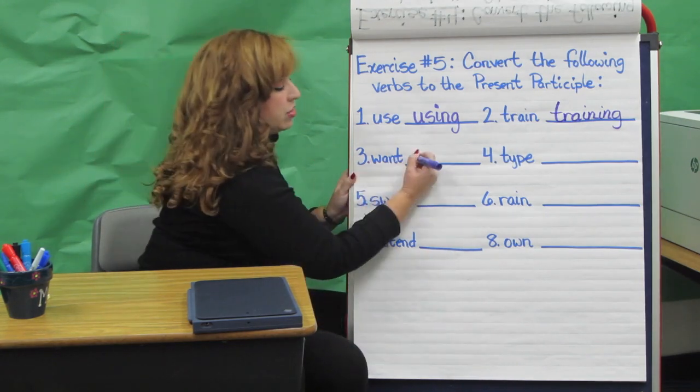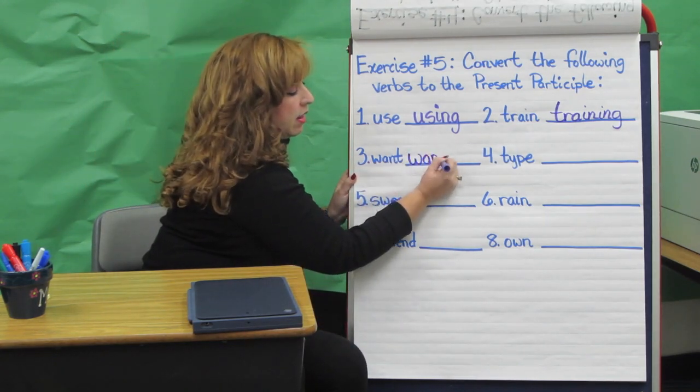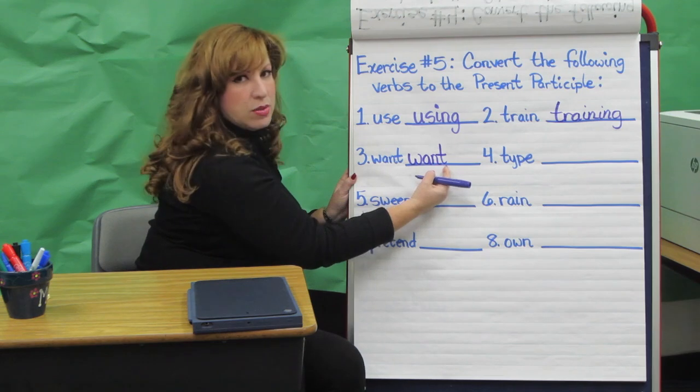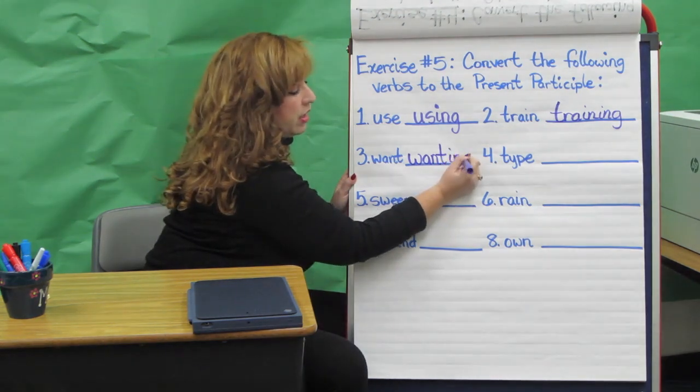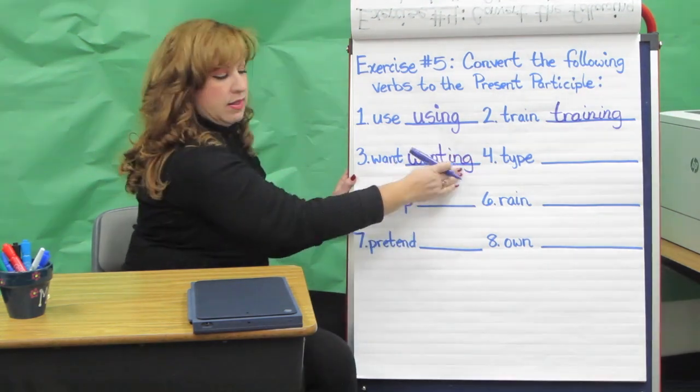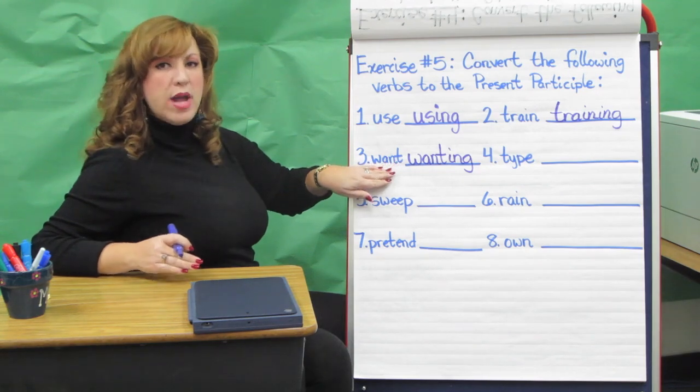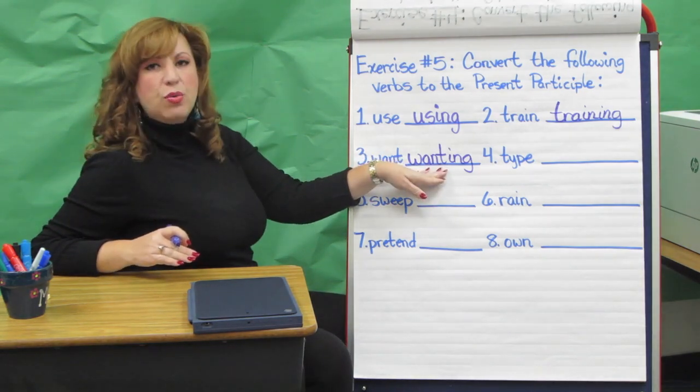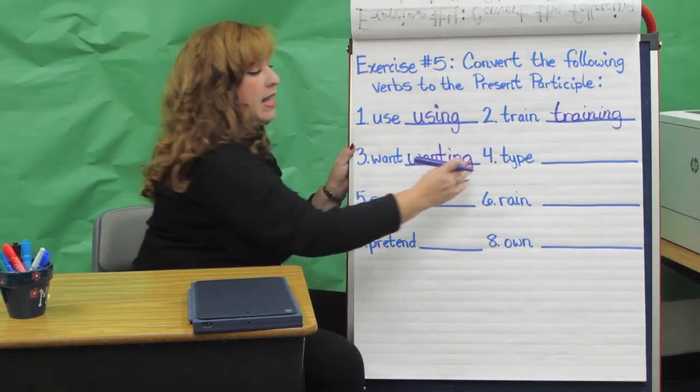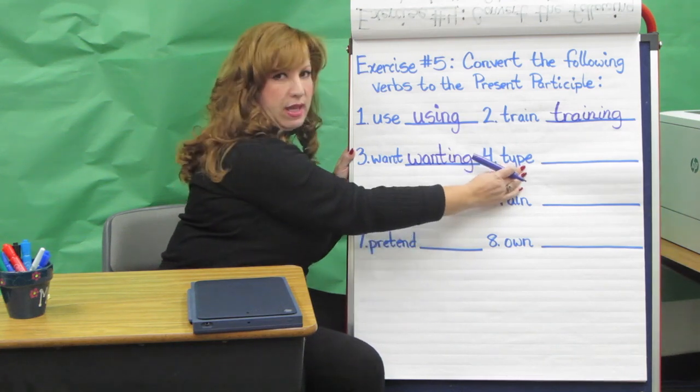Again, all we need to do is add the ing. There's the base word, ing. Wanting. So the base word is want. We're turning into wanting. Now, number 4, we have type.